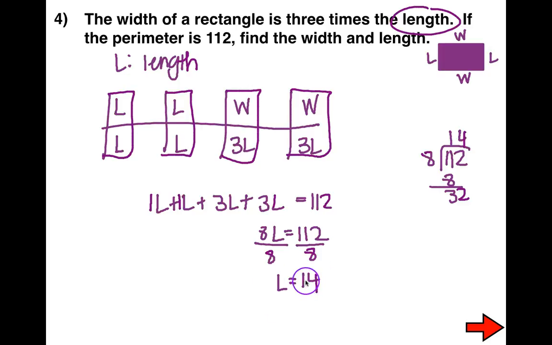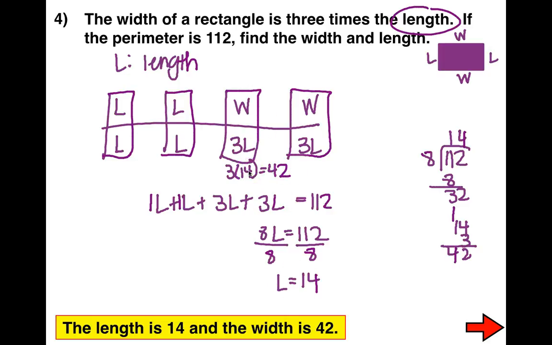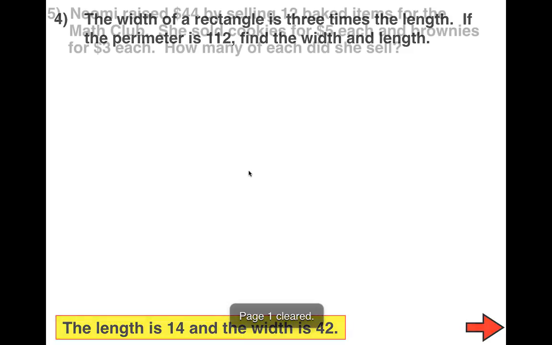Now remember, we're not done. We know that the length is 14, but what about the width? Well, the width is 3L. So I'm going to go ahead and do 3 times L, which is 14. Let's see, 14 times 3, which is going to leave me with 42. Okay, so therefore I'm going to say the length is 14 and the width is 42. So again, hopefully this looks familiar. Now moving on.